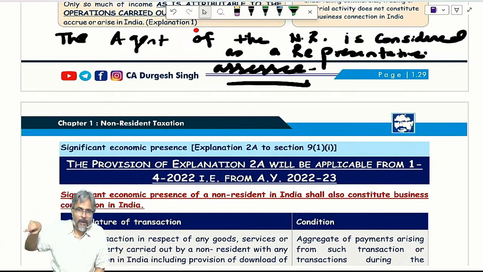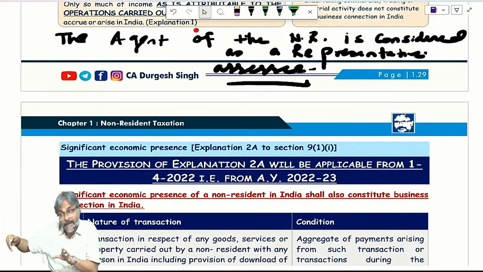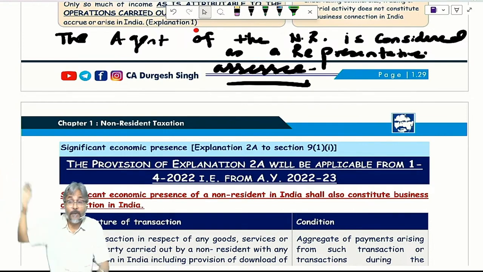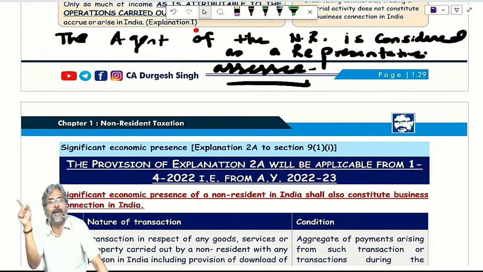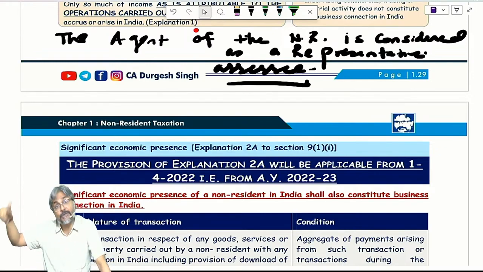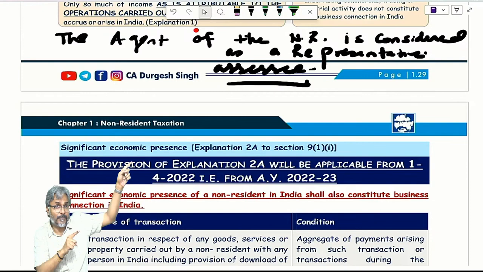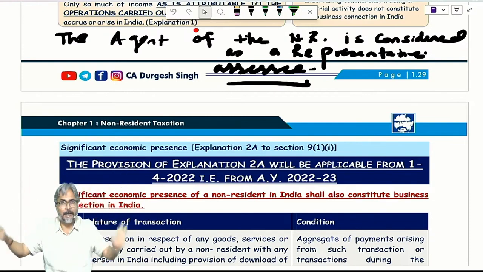So significant economic presence is not introduced to override the physical presence. Significant economic presence has been introduced as an additional criteria which can lead to the existence of what? A business connection in India. So it is like an additional criteria which may lead to the existence of a business connection in India, even if that non-resident may not have a physical presence in India.